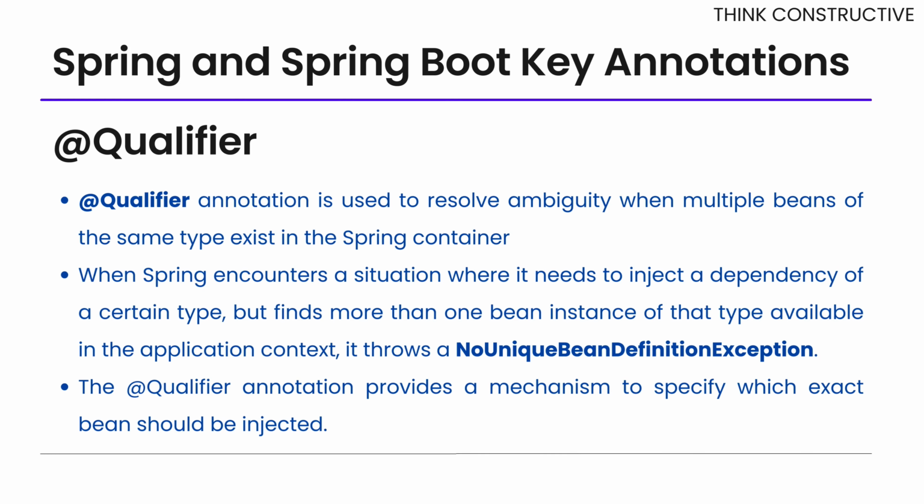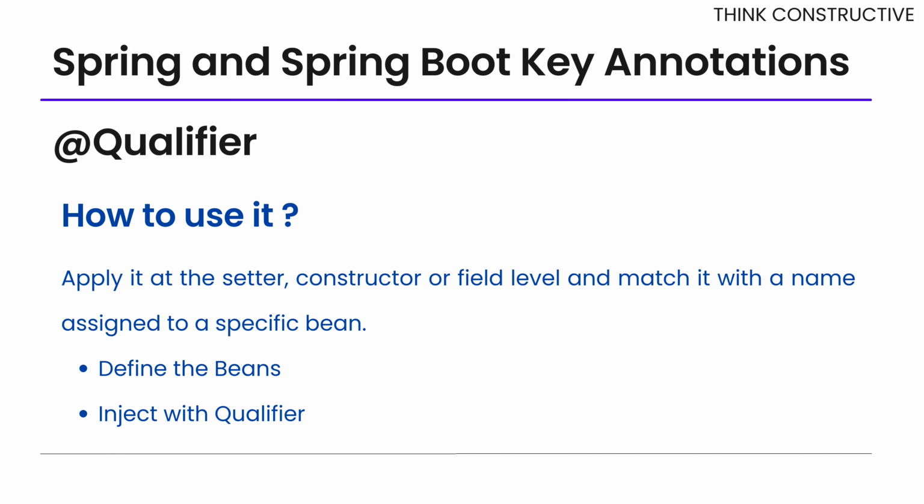Now let us understand how to use it. The qualifier annotation of the Spring framework can be applied at the setter method, at the constructor level, or at the field level. And what will be the name? Match it with the name of the assigned specific bean. Right? So what you need to do is define the beans and then inject the qualifier along with the autowired annotation.